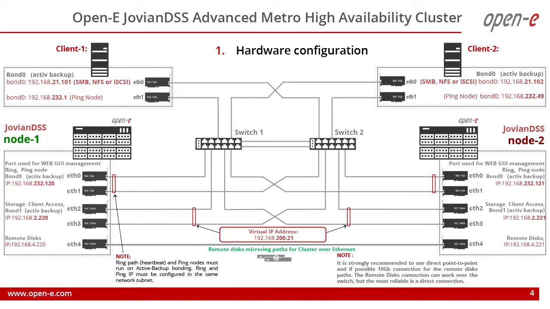The goal of this tutorial is to show step-by-step configuration of an example of advanced Metro high availability cluster with two OpenE JovianDSS data storage servers. This active-active cluster configuration uses servers with their own storage as directly connected SATA drives, which are mirrored over Ethernet to the other node. In this tutorial, we're going to use a bond network interface made of two Ethernet interfaces for iSCSI targets and SMB and NFS share exports.